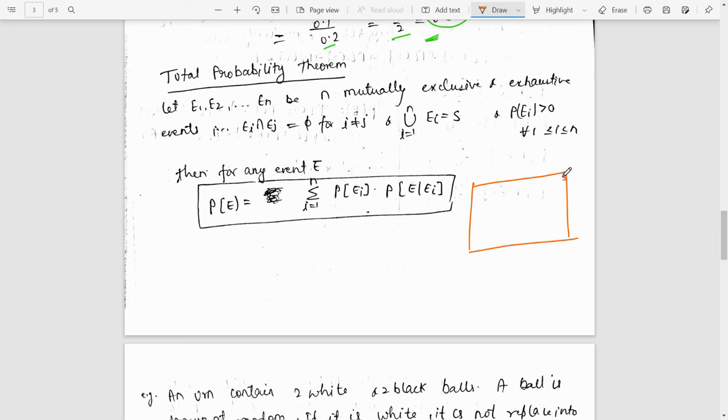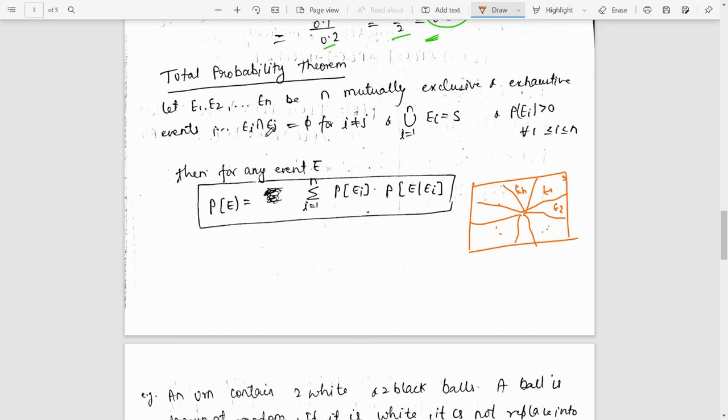This is your entire sample space, and let's say there are a number of events E1, E2, E3, up to En. This particular region is the region of E1, this particular region is E2, and the last one is the region of En. So there are a number of events, and this whole sample space is S. Everything is S.